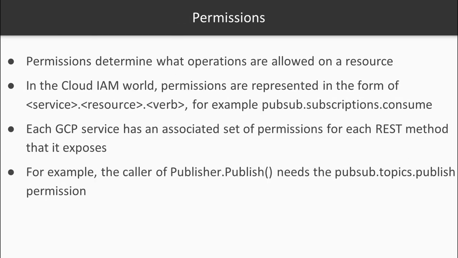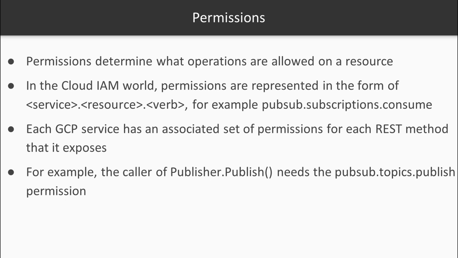Permissions determine what operations are allowed on a resource. In the Cloud IAM world, permissions are represented in the form of service.resource.verb. For example, pubsub.subscriptions.consume. Permissions usually, but not always, correspond one-to-one with the REST methods. That is, each GCP service has an associated set of permissions for each REST method that is exposed. The caller of that method needs those permissions to call that method. For example, the caller of publisher.publish needs the pubsub.topics.publish permission.